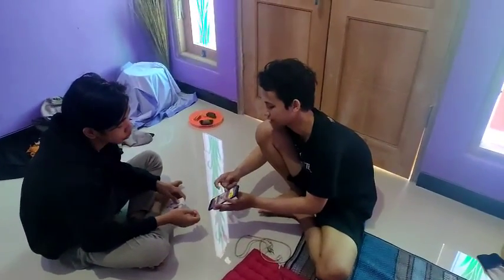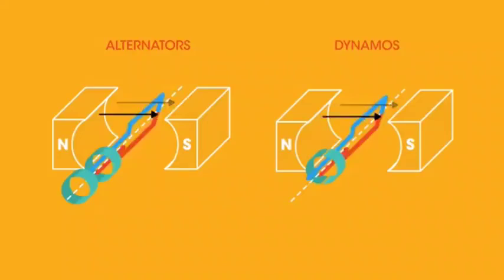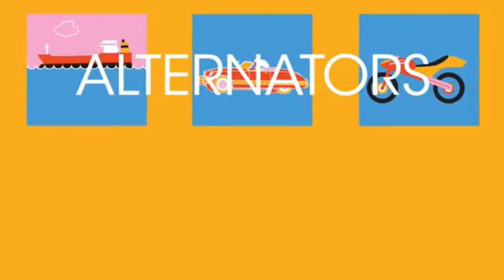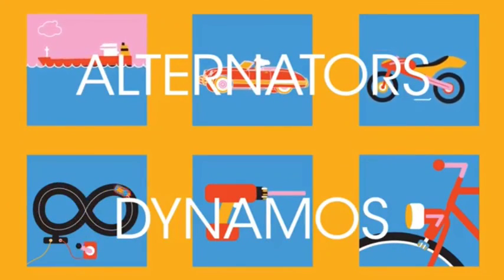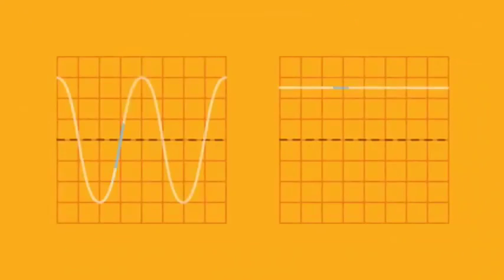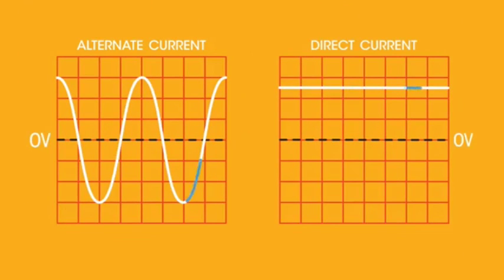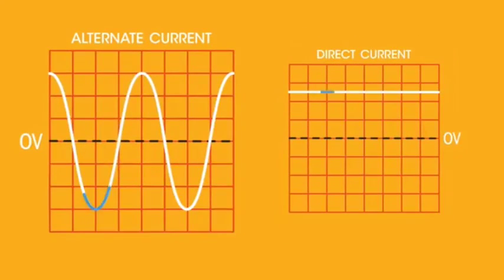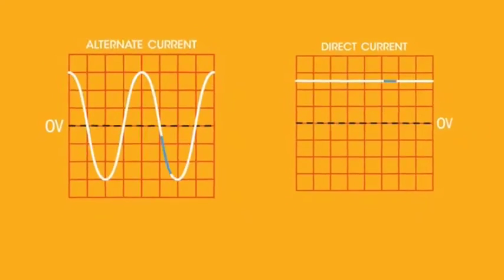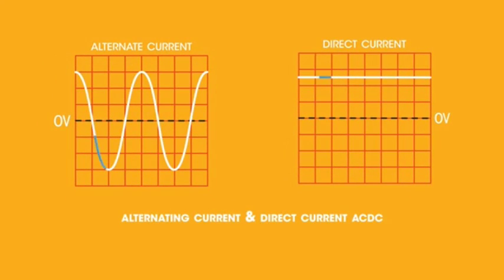Magnetic fields can be used to produce electric power. Ships, cars, and motorbikes use alternators to charge their batteries. Toys, power tools, and bicycle lights use dynamos. To understand alternators and dynamos, we need to know about alternating and direct current. In direct current, electrons flow in only one direction, whereas in alternating current they constantly change direction. So you may want to watch this video first.